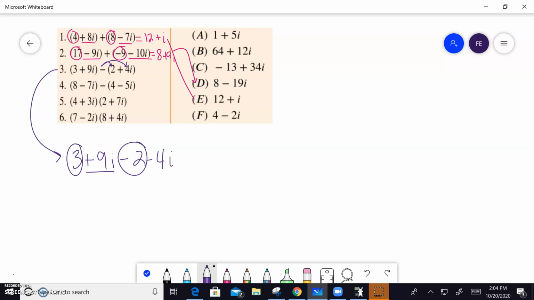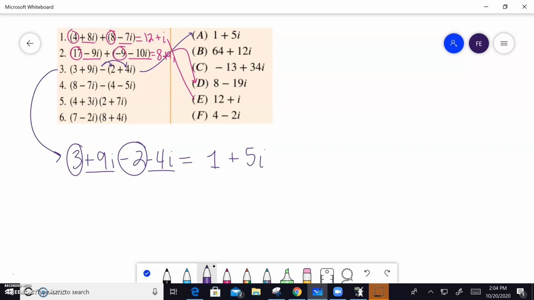Real go with real, imaginary go with imaginary. So you get 1, and you can put this in your calculator. 3 plus negative 2, or 3 minus 2, gives me 1. 9i minus 4i, or 9i plus a negative 4i, gives you a positive 5i. So number 3 goes with A.